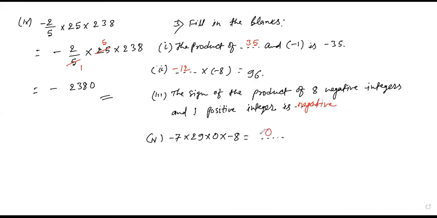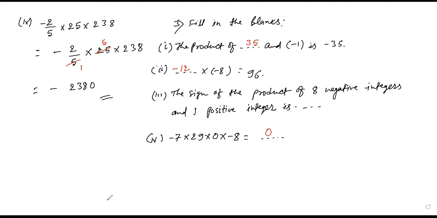And number 4: minus 7 into 0. Sir, 0. Yes, 0. Any doubt? No, sir. Wait, the third number answer is what? Positive. But how positive? Sir, minus plus is minus. See, 8 negative integers, it's not minus 8. So here we got confused.